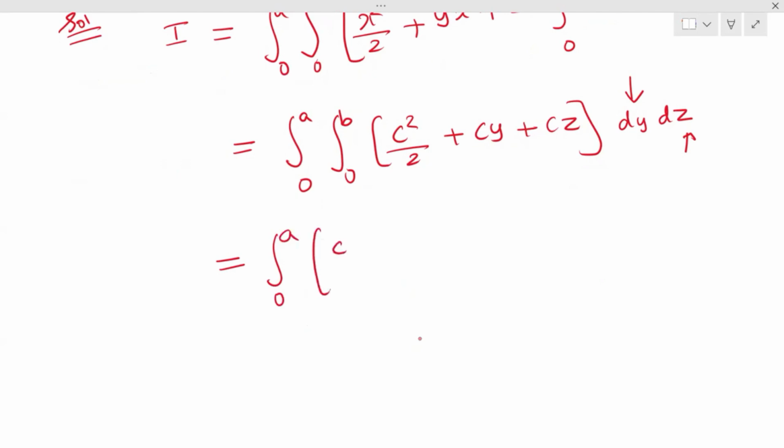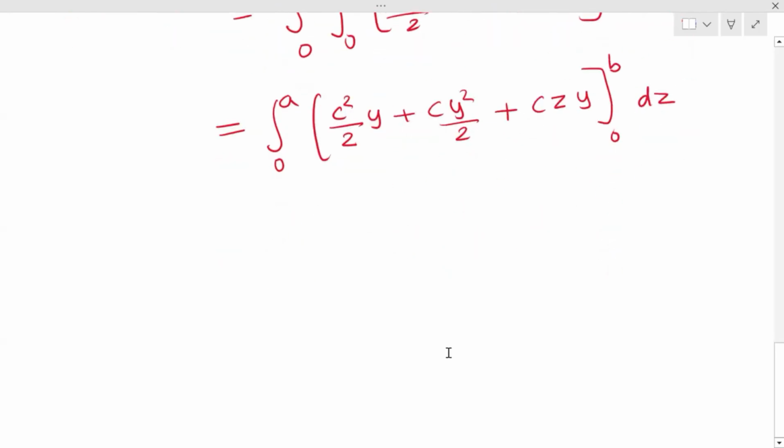The first term is c square by 2, which is constant, so the integration is c square by 2 y. Plus c, the integration of y is y square by 2. The third term cz is constant, so the integration with respect to y is y. 0 to b, dz.